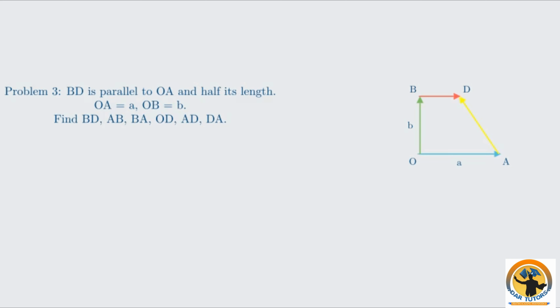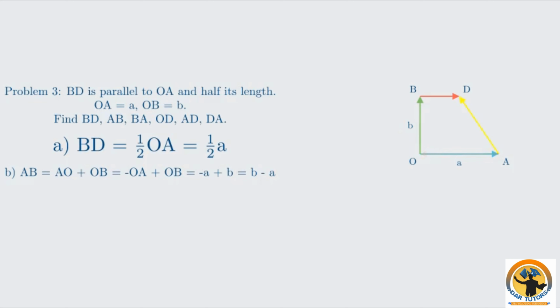Let's start with BD. Since BD is parallel to OA and half its length, the vector BD is half the vector OA. So BD equals 1/2 A. Next, let's find AB. We can go from A to B by going from A to O, and then from O to B. AB equals AO plus OB. AO is the negative of OA, so it's negative A. Therefore, AB equals negative A plus B, or B minus A.